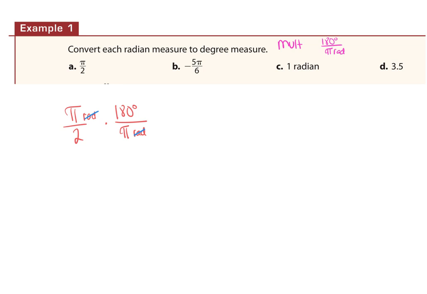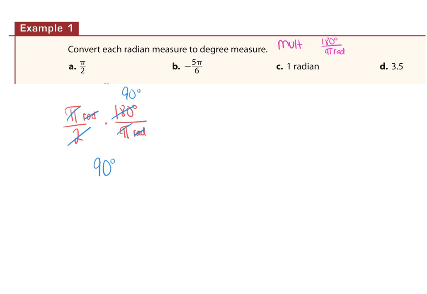Anytime I'm multiplying fractions, I'm going to try to cancel as much as I can. In this case, I'm going to cancel those pi's, and cancel that 2 with that 180 degrees. You're going to see that pi over 2 converts to 90 degrees, which makes perfect sense, right? Because pi, as we said, is half of a circle.